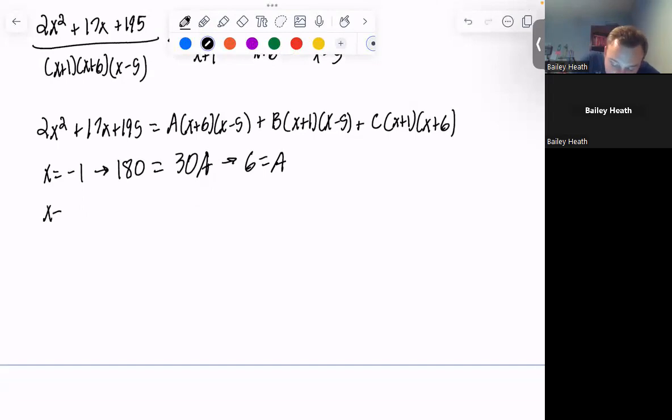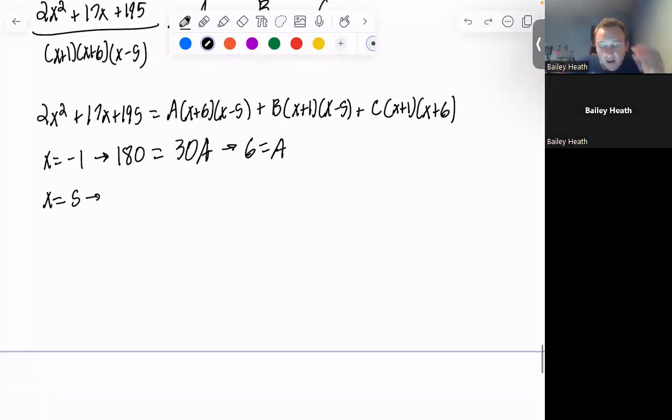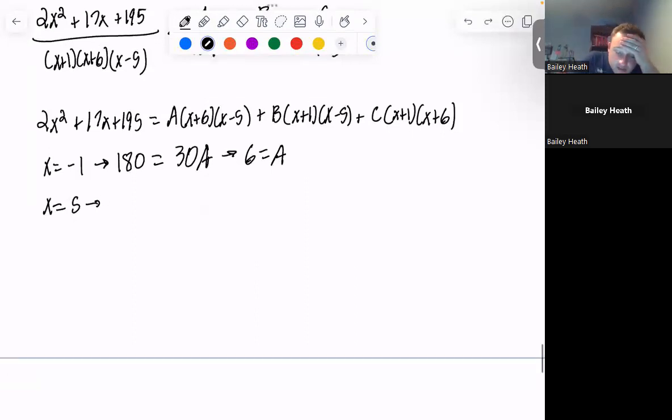Similarly, if I plug in x equals 5, this first term is going to get killed, and so is the second one, because they both have a factor of x minus 5 in them. By plugging in x equals 5, what do I get? On the left, I get 2 times 25 is 50, plus 85 is 135, plus 195 is going to give me 330. What do I get on the right-hand side? Well, like I said, the first two get killed. The third one becomes c times 6 times 11, so I get 66c.